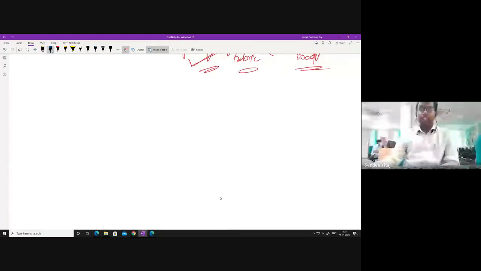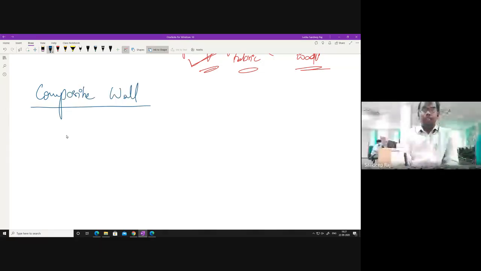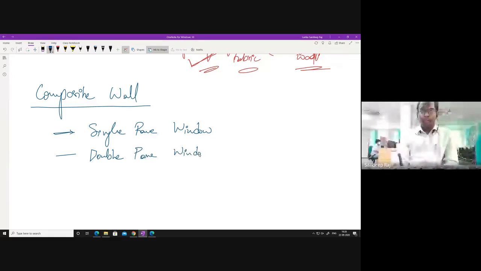Let me move forward. See, till now in this composite wall problem, we have taken so many practical problems. The practical problems are like your single pane window and then double pane window. I have taken double pane window. And what else we have taken?